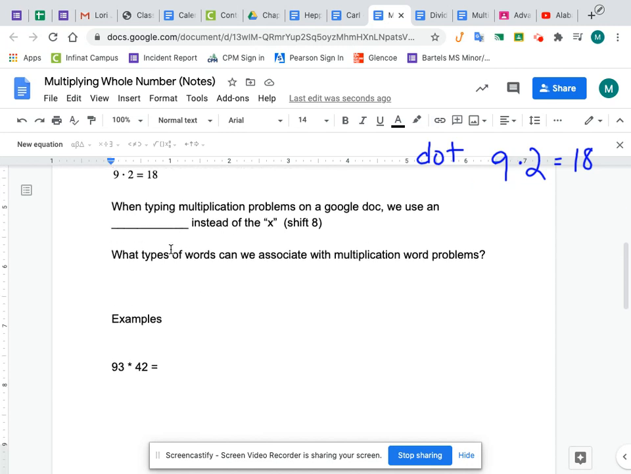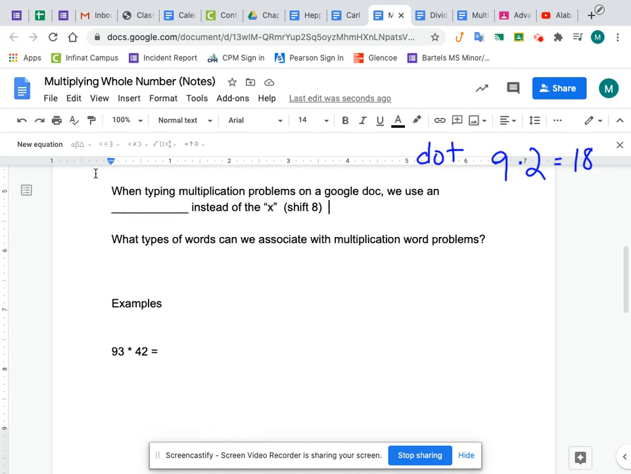So if we ever take a quiz or something on there, we will actually use an asterisk, which is created by doing Shift 8. A lot of times you will have seen that before, it's a star. So we can type a problem as 9 * 2 equals 18. All right, so that would also be an acceptable way.